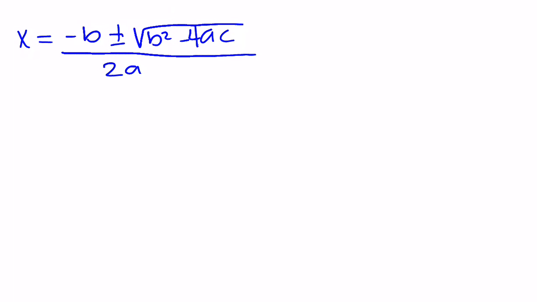I see a lot of people making that mistake of doing b squared minus 4ac and just putting that square root over 2a. Make sure your 2a is also being divided by your negative b. Okay, it's really important.